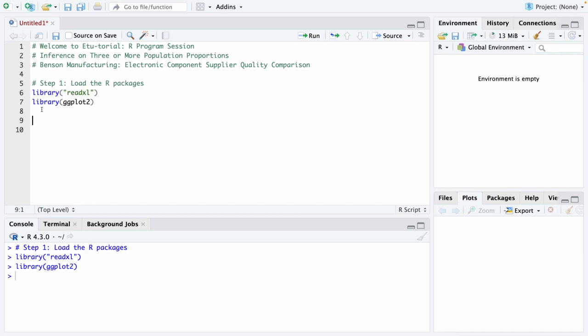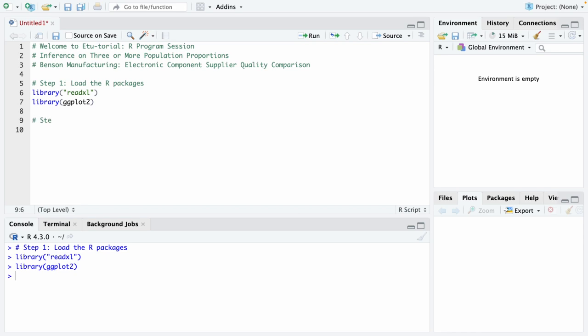If you're using a MacBook, you could just click on that particular line and press command and return. It would run it, or just click on run here. If you're using Windows, I think control and enter should run each line of your code.